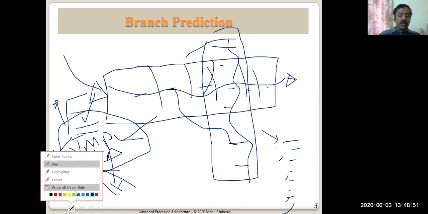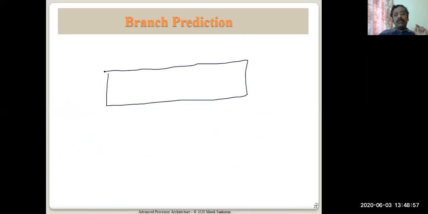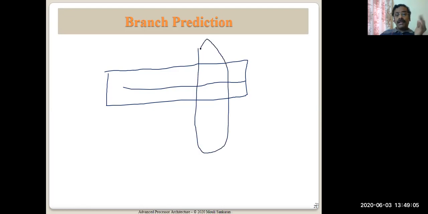Okay, so now what is the impact? I am saying that if I have to jump, I have to flush everything. Then what is the advantage of having so many function units, executing them in parallel, when very often you just flush the pipeline? It's a stupid thing to do. Now, is it possible that I can do something?